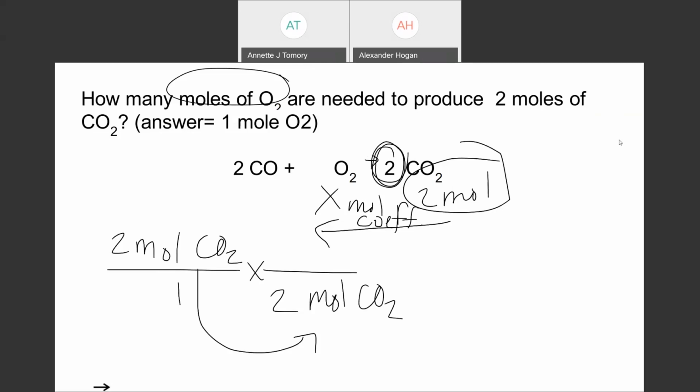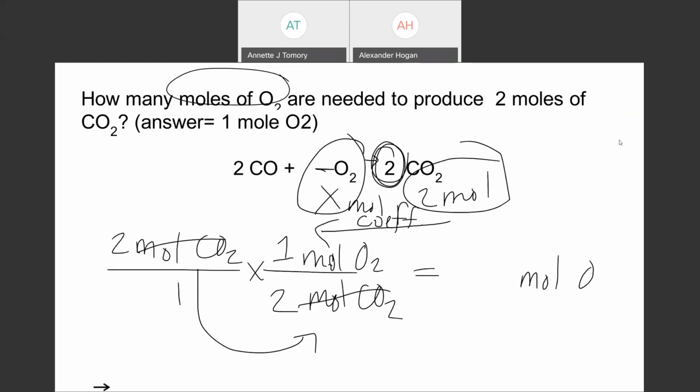We're being asked about oxygen, about O2. So we're going to put moles of oxygen on the top. That coefficient in front of O2 is 1. So when we do the math here, the moles of CO2 cancel out, and I'm left over with moles of O2. We have 2 times 1 divided by 2. 1 mole of O2 is our final answer.